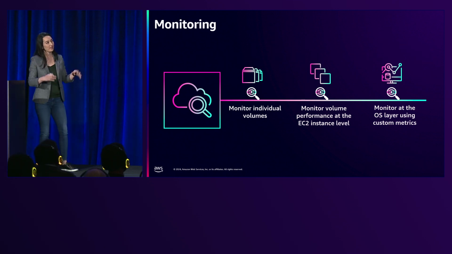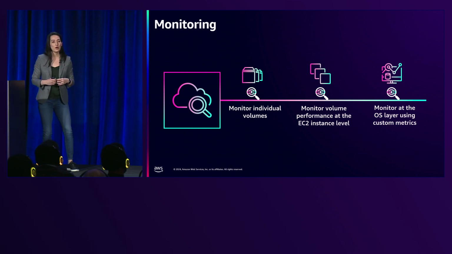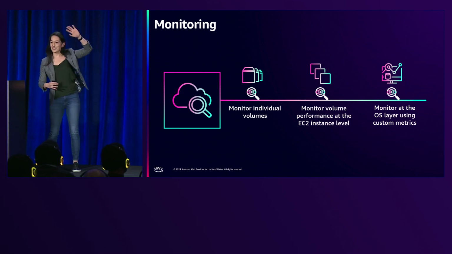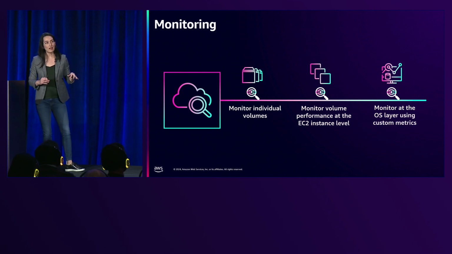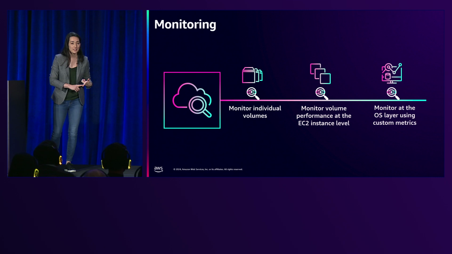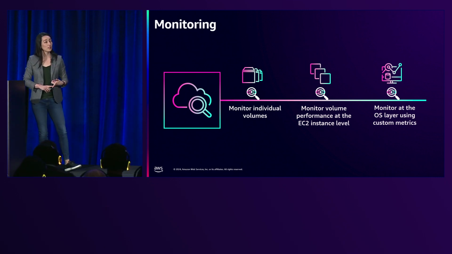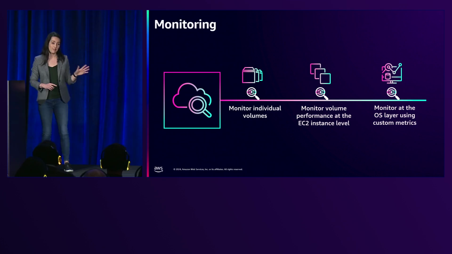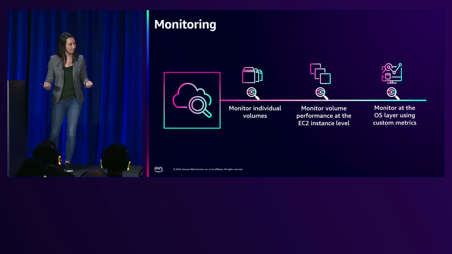The middle tier is going to be monitoring your volume performance at the instance level. And so monitoring at this level is going to give you the instance and the volumes that are attached with it. And at that level, you can monitor things like the performance that you're driving on your instance, so your throughput or your IOPS. So EC2 by default gives 5-minute granularity on their metrics, and you can also enable 1-minute metrics using detailed metrics.